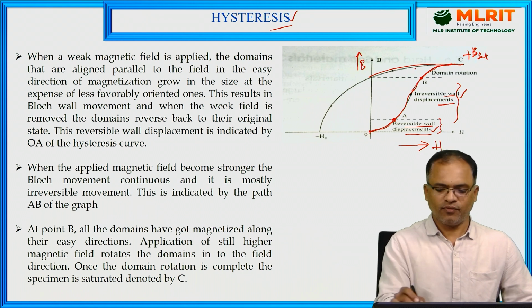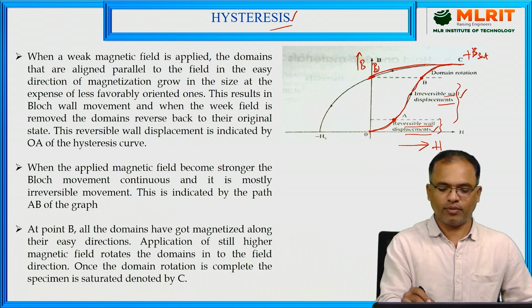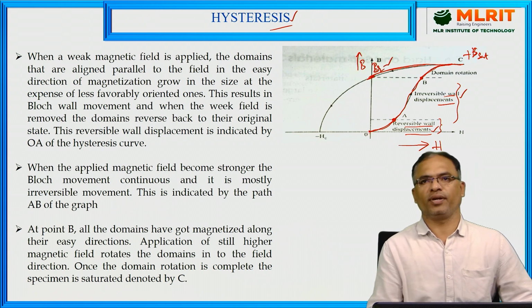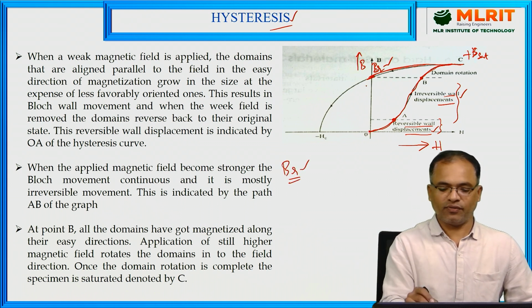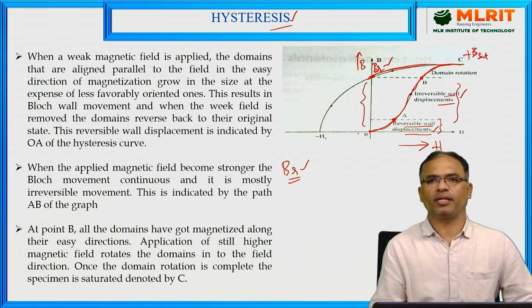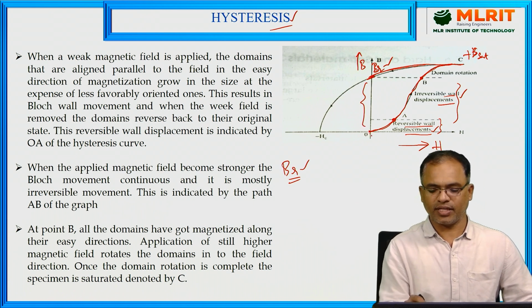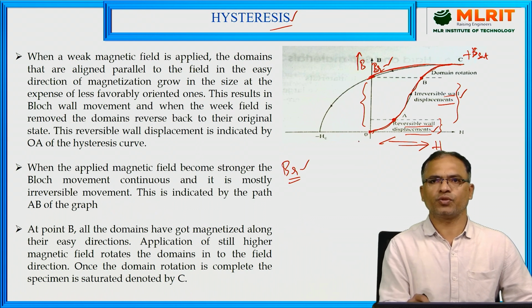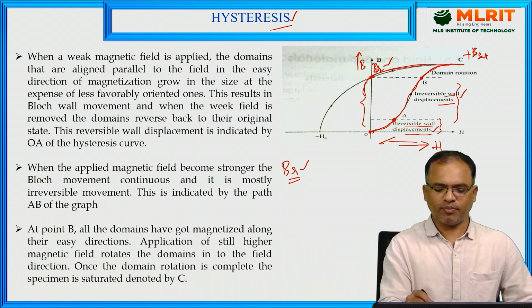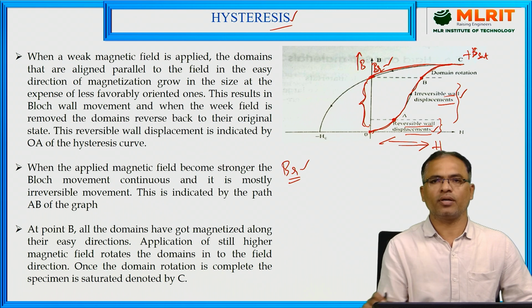Now, finally, when we decrease the applied field and magnetization is following a different path, it finally reaches this point. This point is called BR, the remanent field. So, what is remanent field? Remanent field is the amount of magnetic field retained in a ferromagnetic material even though the applied field is decreased to 0. Even though the applied field is decreased to 0, some magnetization remains in a ferromagnetic material. That is what is called remanent field.